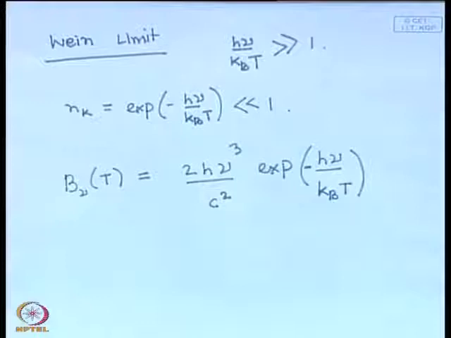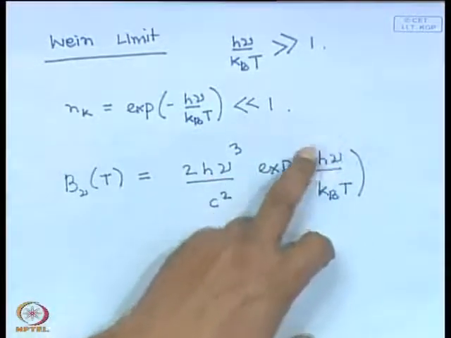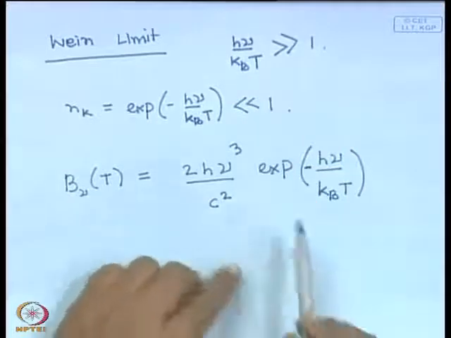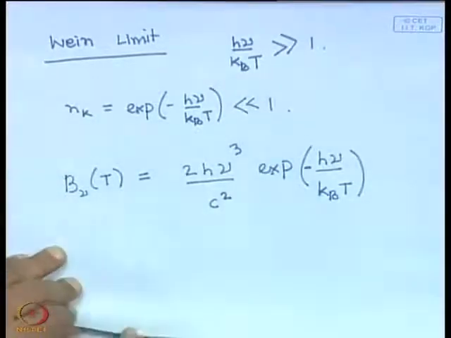So, there is an exponential cutoff. This function falls off rapidly because of this exponential. So, at a fixed temperature, if you increase the frequency, this function falls off rapidly. Okay, so let me show you a graph showing these are the two limiting situations.